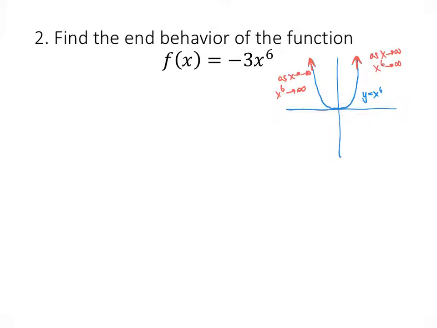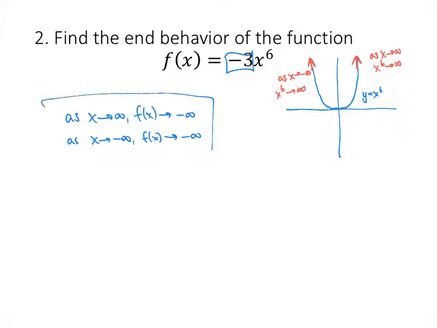And again, the question now is, what effect does multiplying by negative 3 have? Well, we're multiplying by a negative, and so that means that instead of my y values going to positive infinity, my y values are going to go to negative infinity. So what we see is that as x goes to infinity, my f of x goes to the opposite of what x to the sixth does, namely negative infinity. And again, as x goes to minus infinity, f of x is going to do the opposite of what x to the sixth does, which means it's going to also go to minus infinity. And there's our result.